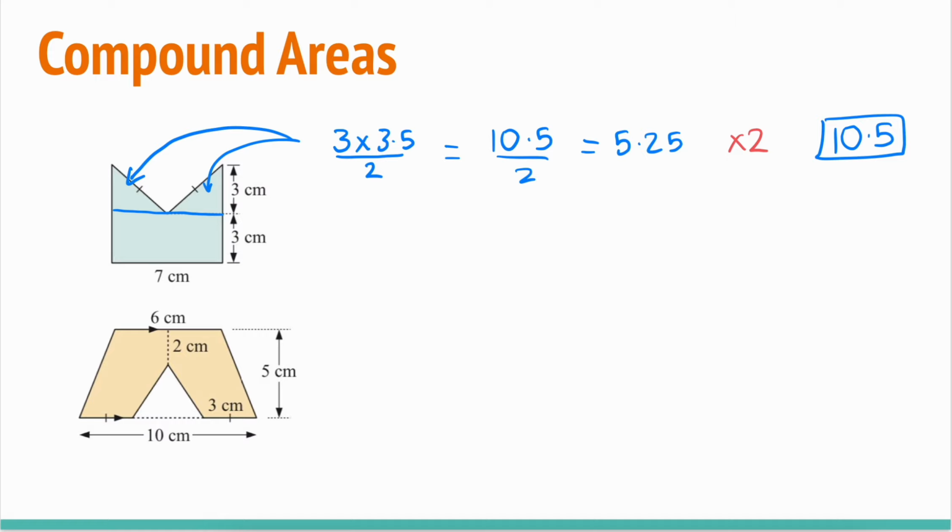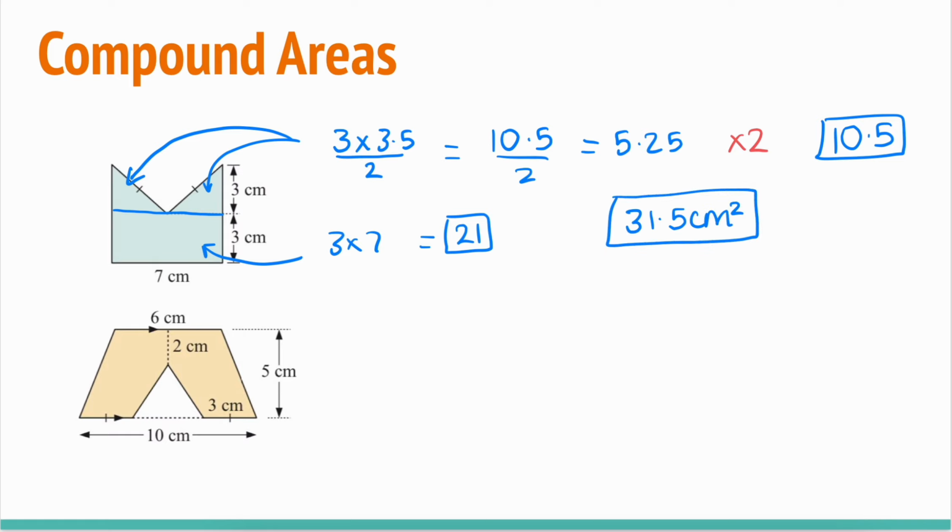Then I'm going to need to find the area of the rectangle, so this part here, and that is simply 3 times 7. The area of a rectangle, 3 times 7, so that gives me 21 units squared. So in total I have 31.5 units squared, or in this one centimeters squared, as my area of the shape.